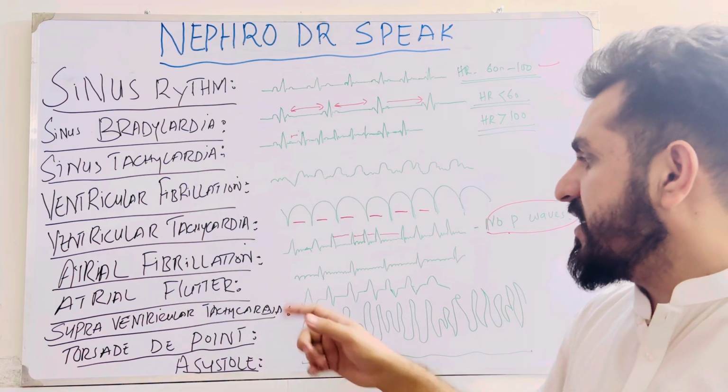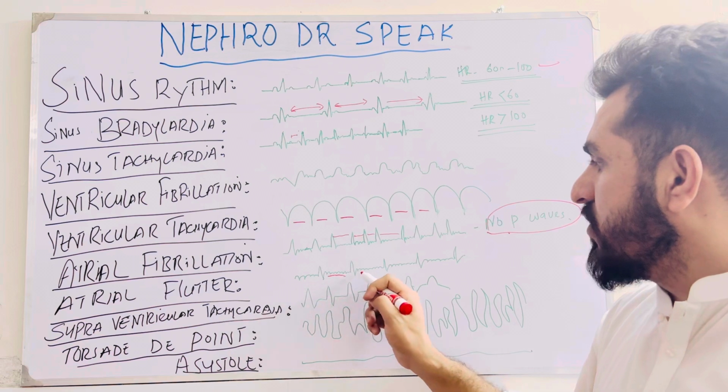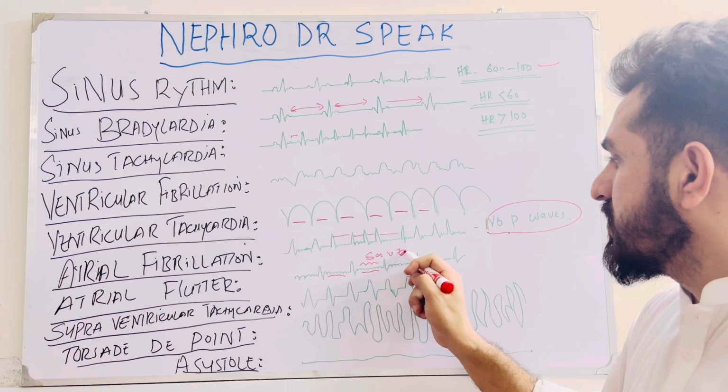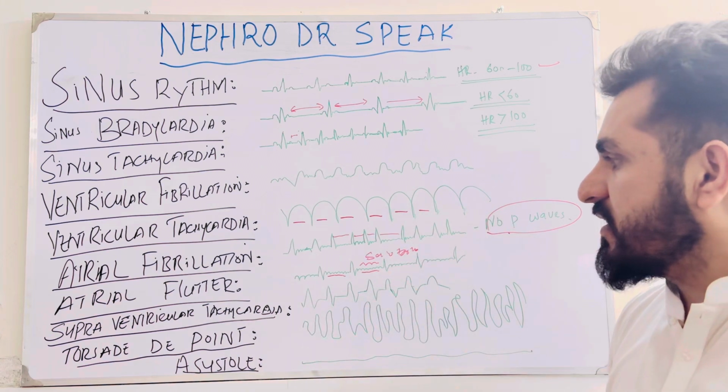Atrial flutter is when there are small fibrillary waves like this one. We call it sawtooth appearance. This is called atrial flutter.